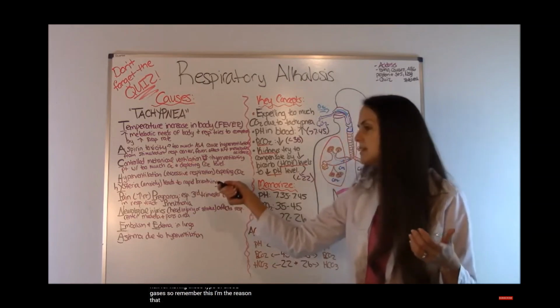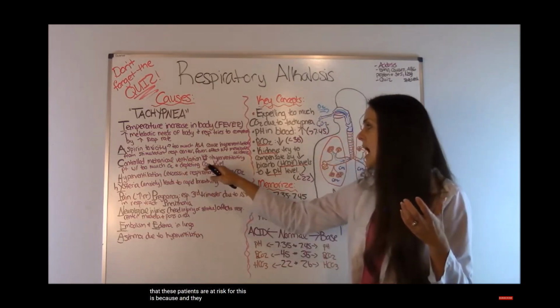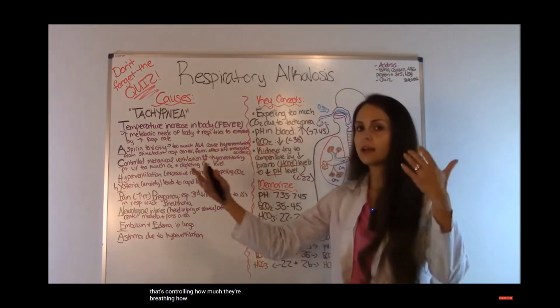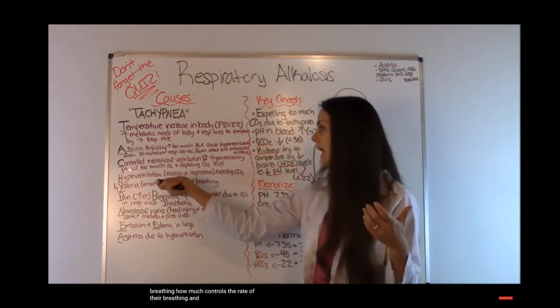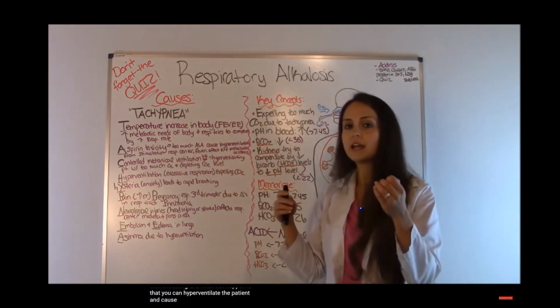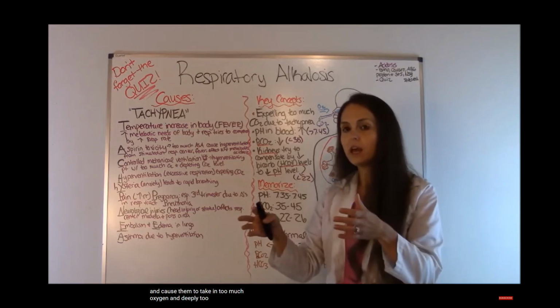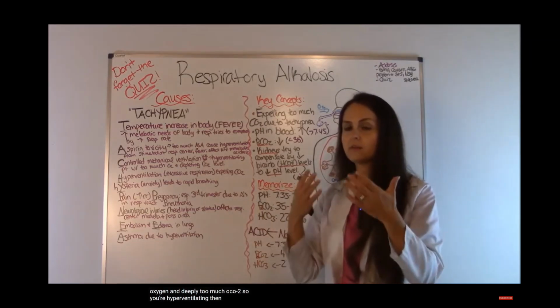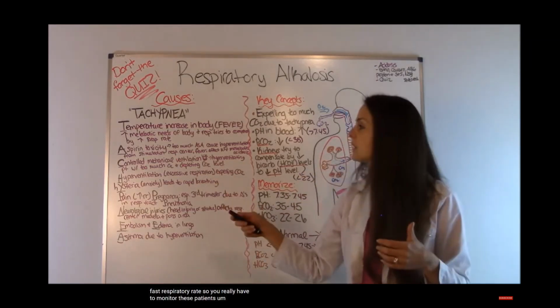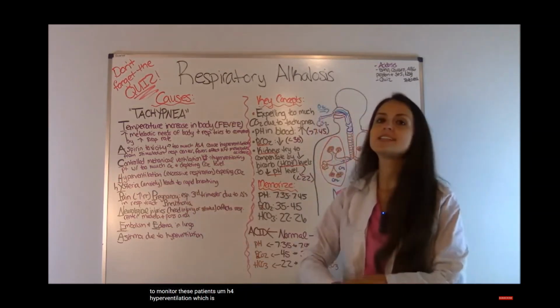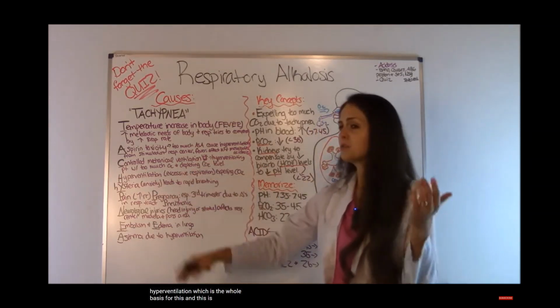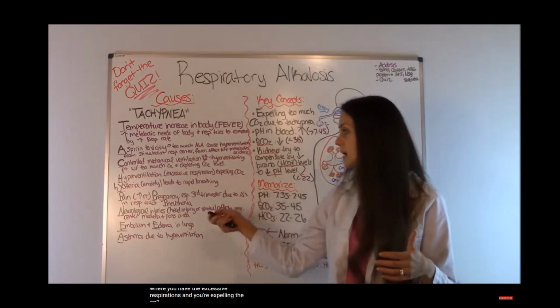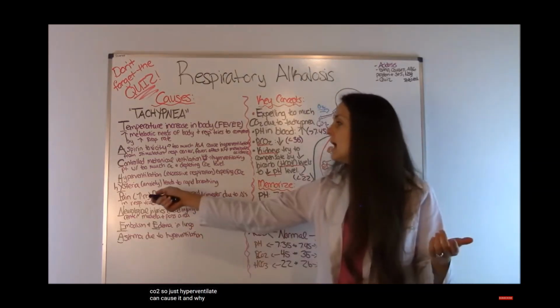So remember this. The reason that these patients are at risk for this is because they have a machine that's controlling how much they're breathing, controlling the rate of their breathing, and what can happen is that you can hyperventilate the patient and cause them to blow off too much CO2. You have a fast respiratory rate, so you really have to monitor these patients. H for hyperventilation, which is the whole basis for this. This is just where you have excessive respirations and you're expelling the CO2, so just hyperventilating can cause it.